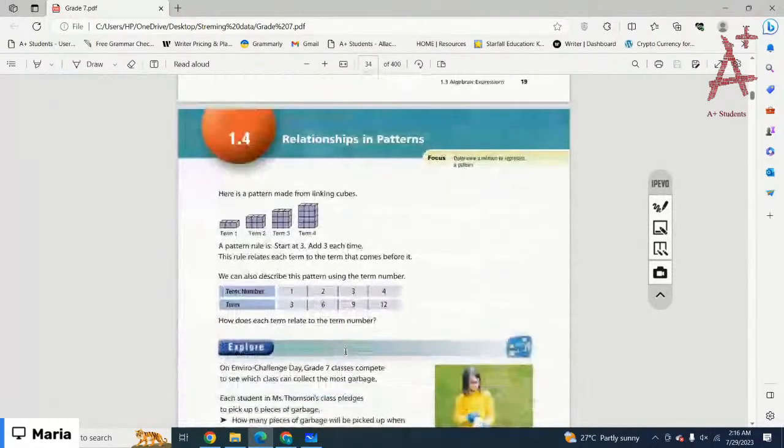Okay, let's just start with 1.4, that is relationships in patterns. So the questions I haven't done, you have to try them on your own. If you need more help with any of the lesson, you can contact any tutor on the Skype. They are available from Monday to Friday, 5 to 9. But first you have to try them on your own. Got it? Let's just start with the first one, relationships in patterns.